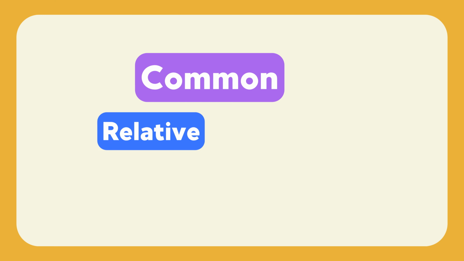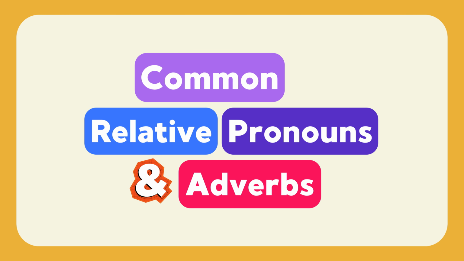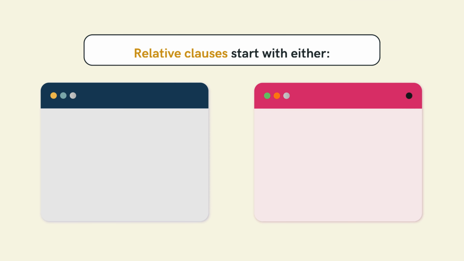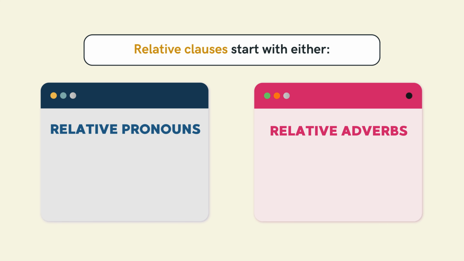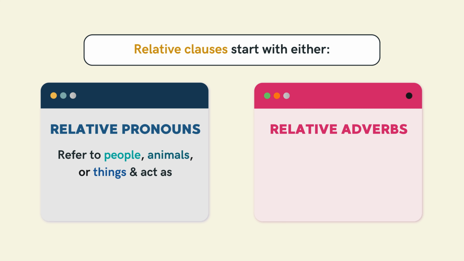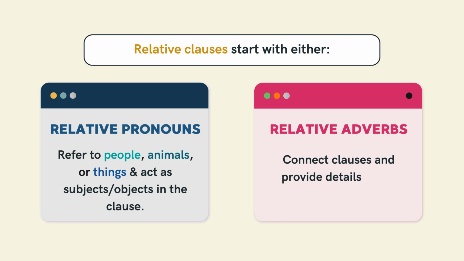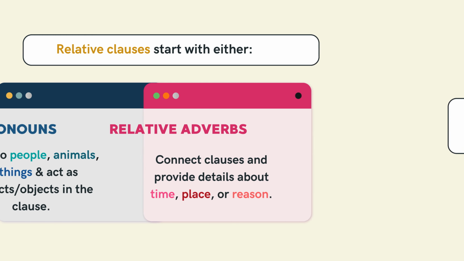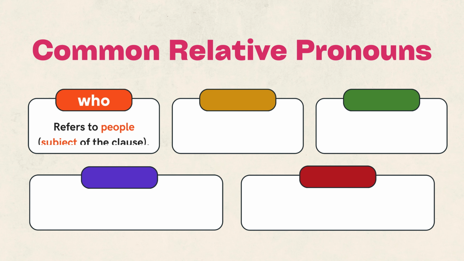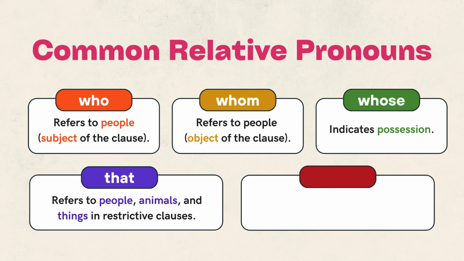Next, common relative pronouns and adverbs. Relative clauses start with either relative pronouns or relative adverbs. Relative pronouns refer to people, animals, or things that can act as subjects or objects in the clause. Relative adverbs connect clauses and provide details about time, place, or reason. Some common relative pronouns include who, whom, whose, that, which.